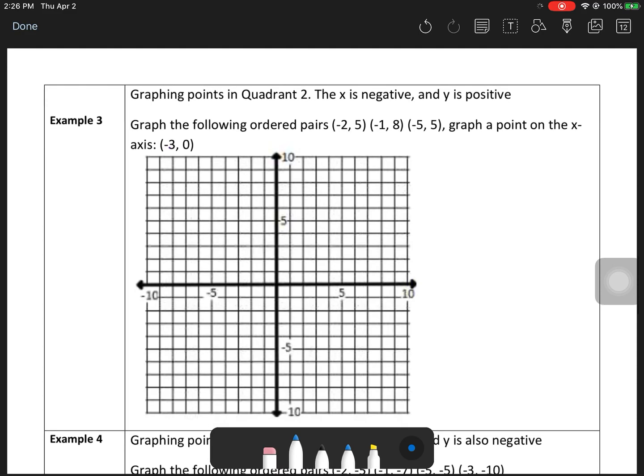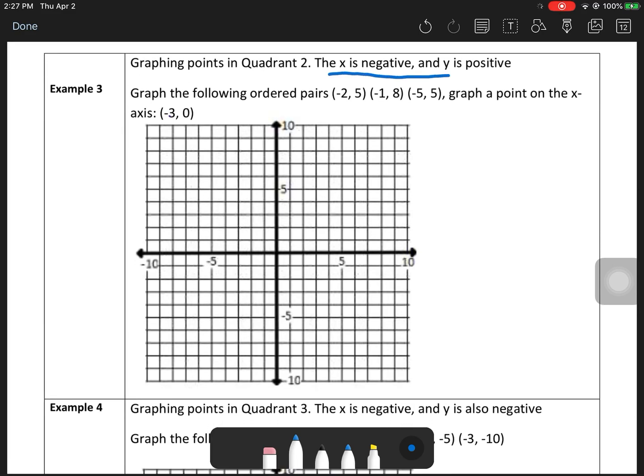Next, we're going to go into quadrant 2, and in quadrant 2, the x is negative and the y is positive. That means the x is going to go left and the y is going to go up. So we're going to start with the point negative 2, positive 5. So put your pencil on the origin, 2 to the left, and up 5. Again, we start at the origin. We're going to go 1 to the left and up 8. Then go back to the origin, and we're going to go 5 to the left and up 5.